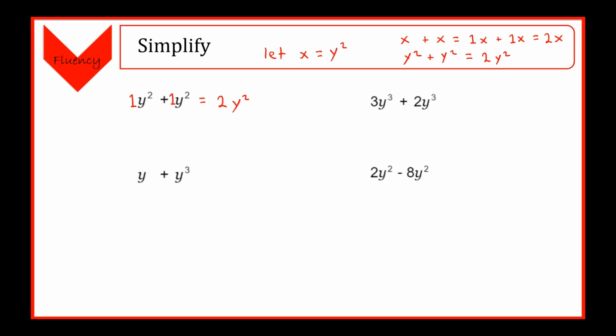Here I have 3y cubed plus 2y cubed. So I'm just adding the numbers in front together. So my final answer should be 5y cubed.